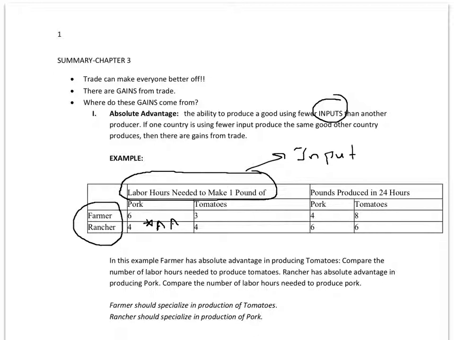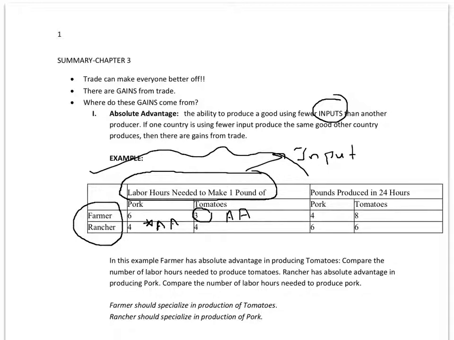As you see, I'm not looking at the second part of the table. You should be careful. I'm looking at this first part here. The first part is here. The farmer needs 3 hours in the production of tomato, the rancher needs 4 hours. As you see, 3 hours, fewer inputs, so the farmer has the absolute advantage in the production of tomato.